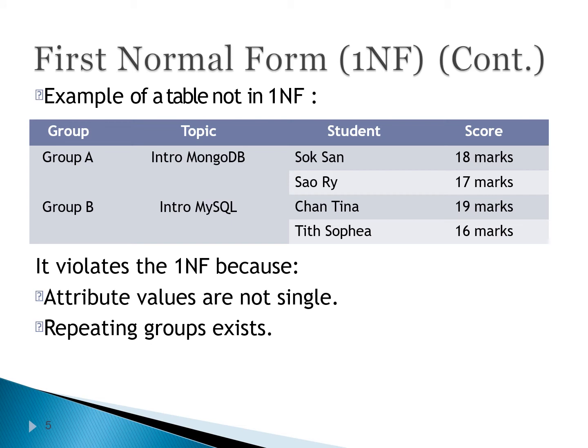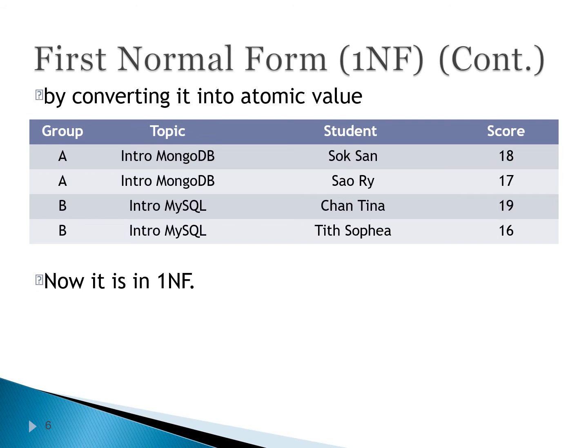Consider this example. In this example, we can see that the attribute student contains composite values, which is again violating the first normal form. So now we will see how we can convert it into the first normal form. Here we can see that by converting the student's composite values into atomic values, we can convert this table into first normal form.